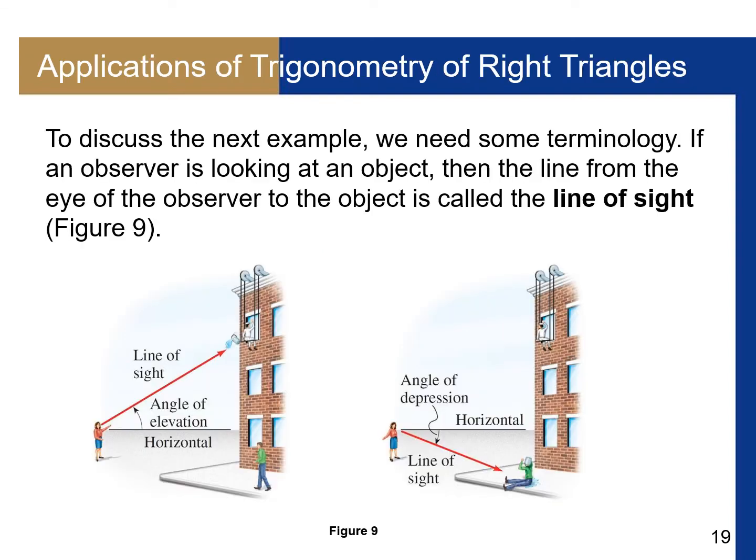So now we need to take a look at a little bit of terminology for where we apply this. If we have an observer looking at an object, then the line from the eye of the observer is called the line of sight. Makes sense, right? It comes from the eye. So if I am looking up from my eye, I have an angle of elevation. If I am looking downward from my eye, I have an angle of depression.